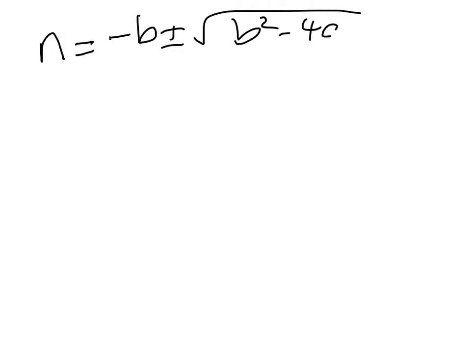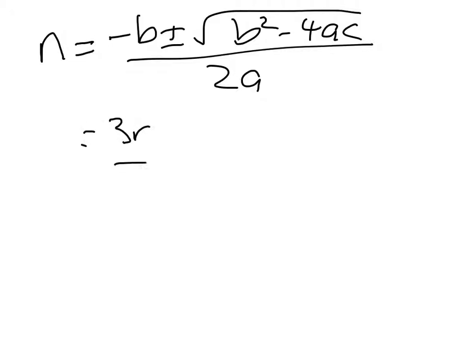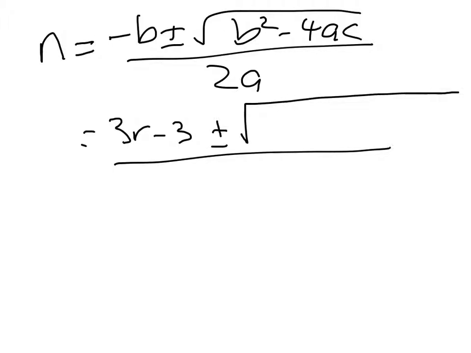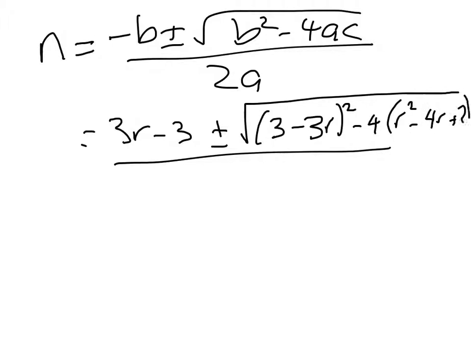So you can see we're going to get an expression for n in terms of r, which is a really good development. So it's going to be negative b plus or minus the square root of b squared minus 4ac, over 2a, which gives me 3r minus 3 plus or minus the square root of b squared, (3 minus 3r) squared, minus 4a times (r squared minus 4r plus 2), divided by 2.